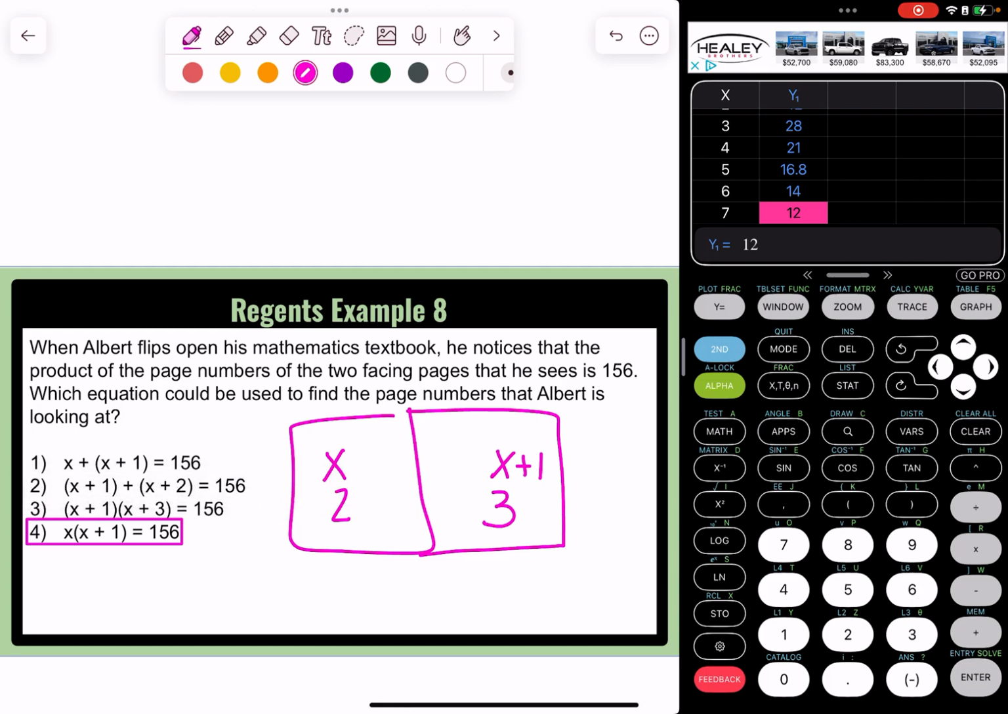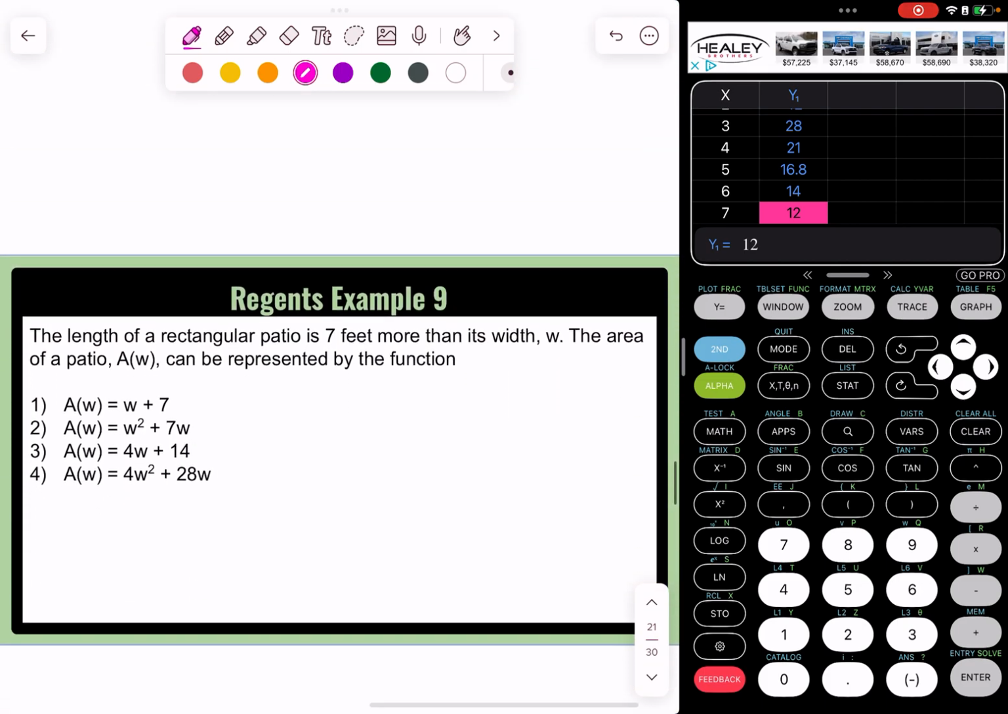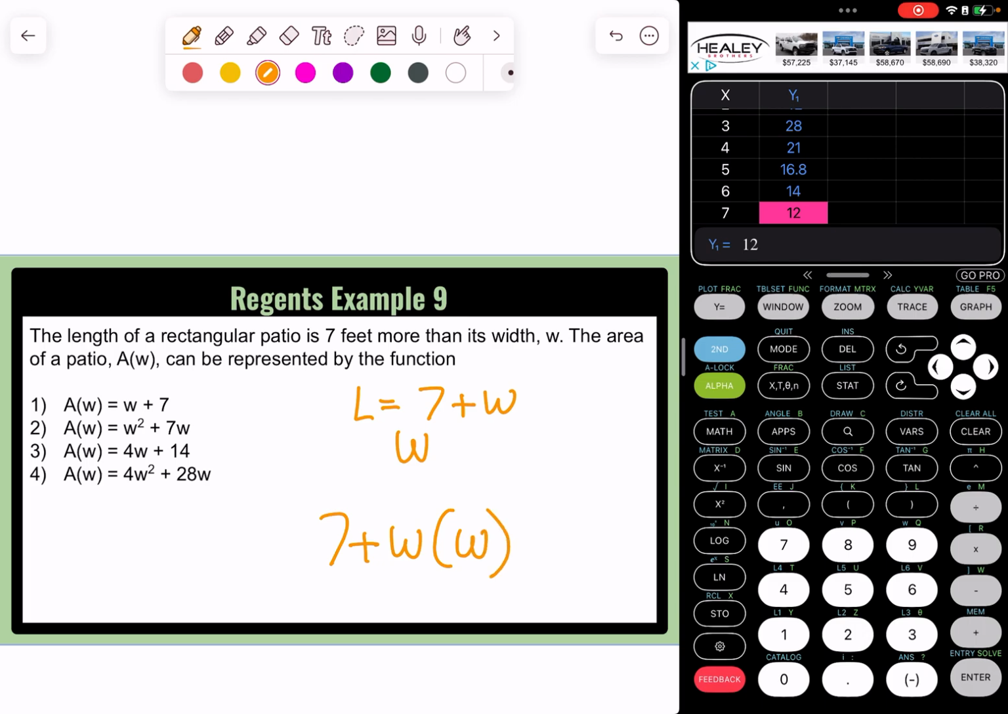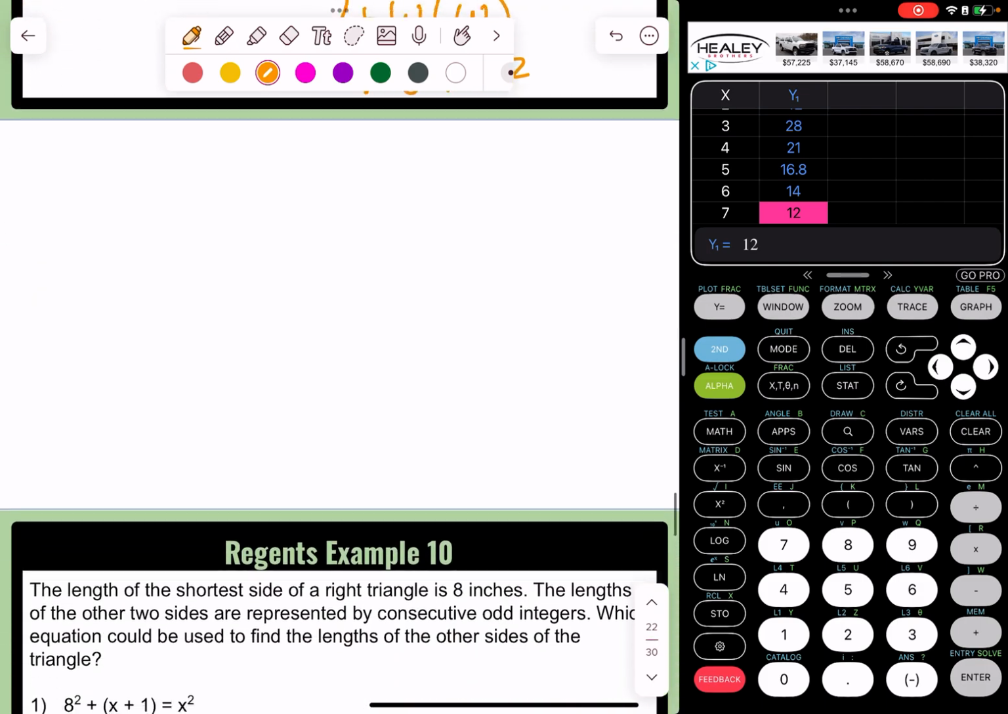All right, let's look at the next question. The length of a rectangular piano is 7 more than its width. So the length is 7 more than the width, and the width is just the width. The area, area means to do length times width. So 7 plus w times the width. Let's see what that gives us. 7 times w is 7w, and w times w is w squared. And let's write it in the correct order. It is choice 2.